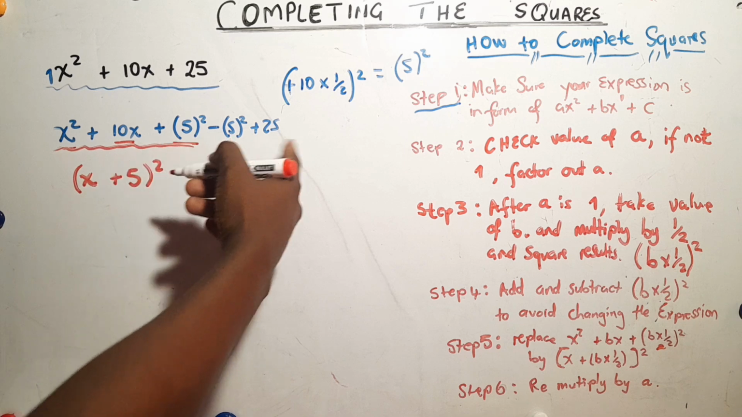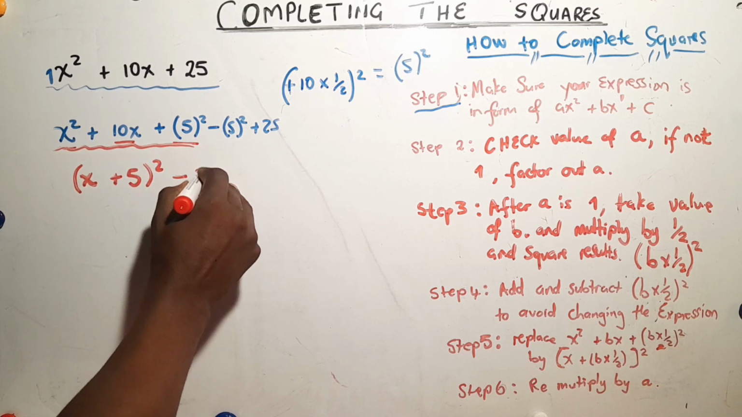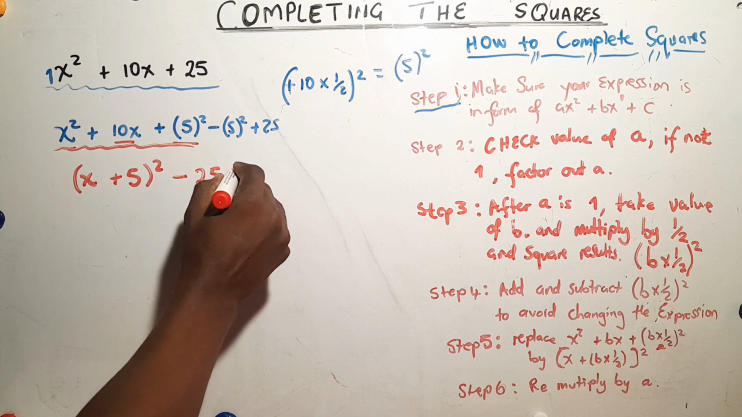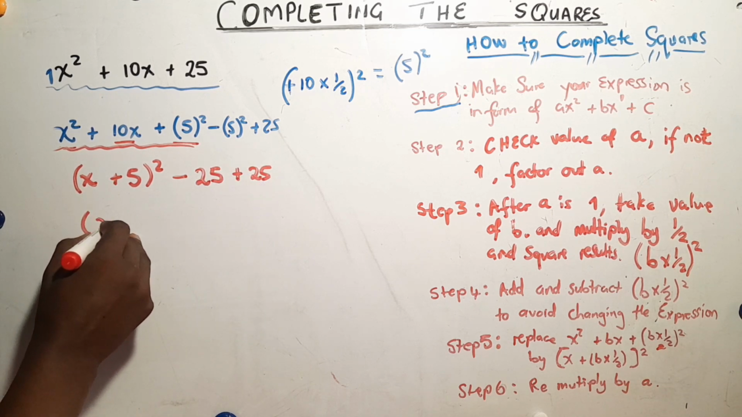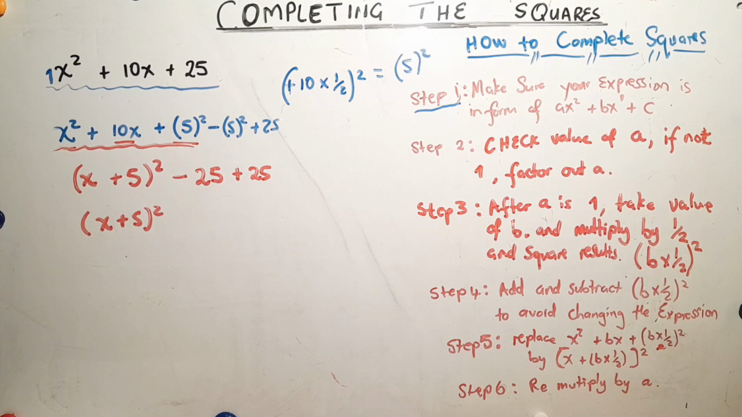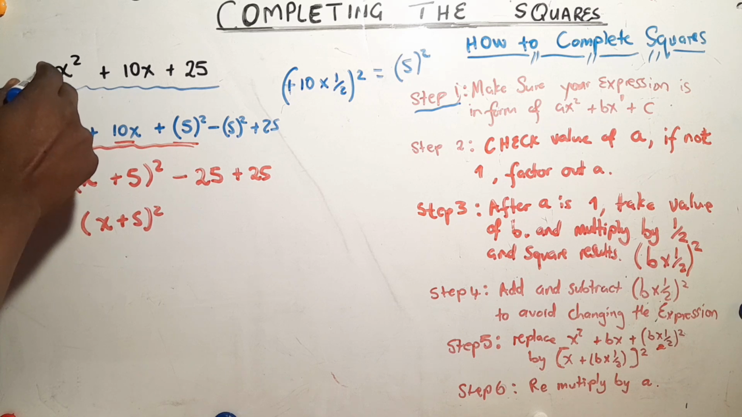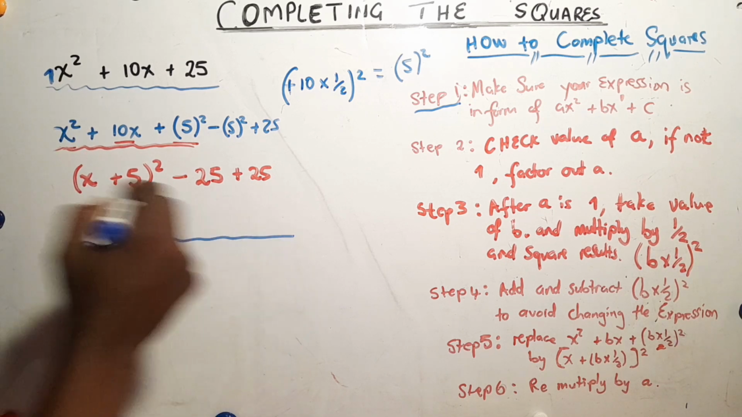So the next thing, let's just work out this. So this is minus 25 and then plus 25. So it means that this now becomes x plus 5 squared. So we have completed the square of this equation. But also sometimes we may find an equation that does not have 1 as the value of a. So let's find some of that equation.